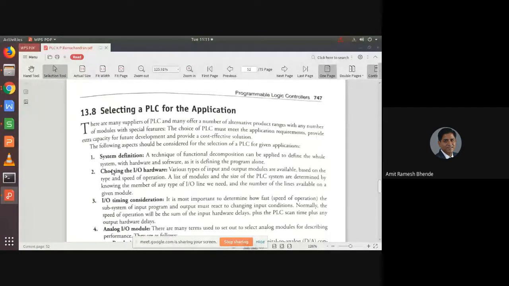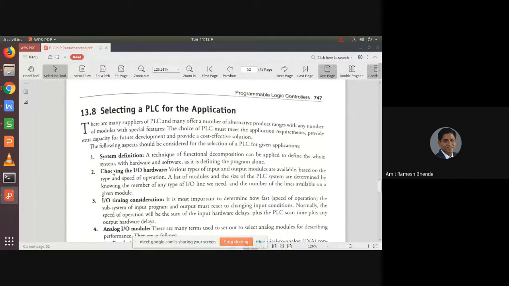So you need to decompose your application into these three categories. Hardware involves various input devices, output devices, processing devices. Software means the programming part, or the platform on which you are writing the program. And the third one is the program. Whether you are using ladder programming, or a sequential function chart, there are various PLC programming languages. Mnemonics is there, then function block diagram is there. So these are the PLC programming languages.